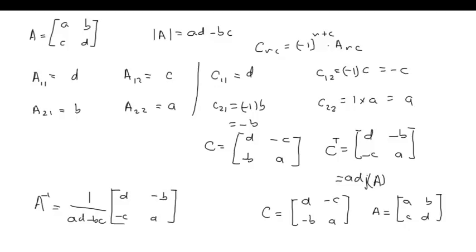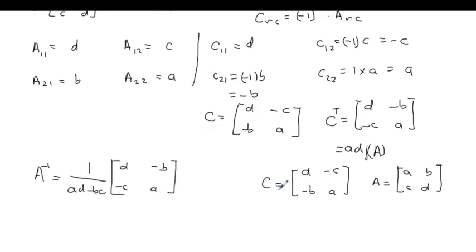Check what I'm doing. Just don't write anything. Just look at what I'm doing. I'm coming here to A11, and coming here to A11. I say AD. I'm coming here, and coming here and say AD. Then I'm coming here, and I'm coming there. I say minus BC. What is that? Determinant. I just moved along this and along that.